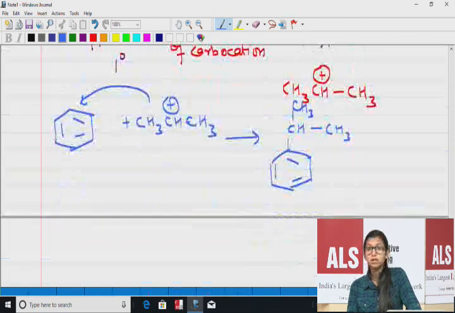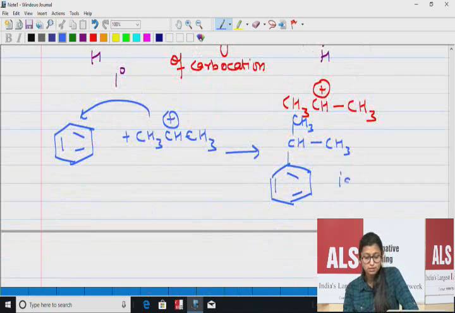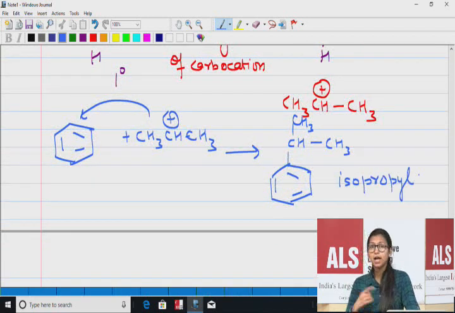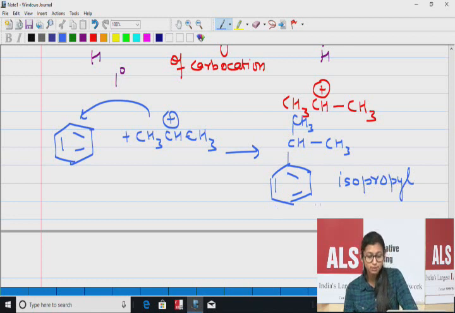Some people used to call it isopropyl. This is nothing but an iso group. Instead of propyl benzene, I get isopropyl benzene.